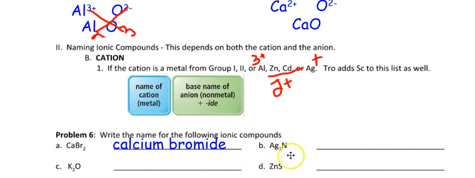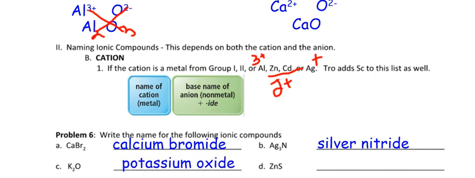So what about letter B over here? Silver is one of these guys, isn't it? It's always, always. So I don't need Roman numerals, that we're going to do next. Nitrogen is all by itself. It's just nitrogen. So it becomes silver nitride. What about over here? Potassium is group 1, so it's an always, always. Oxygen is all by itself, just O, so it's binary. 2 different elements, that's it. So you just name it as potassium oxide. That's right, and an "ide."